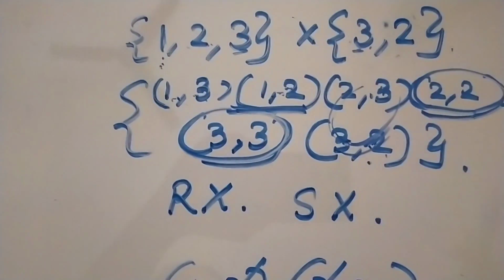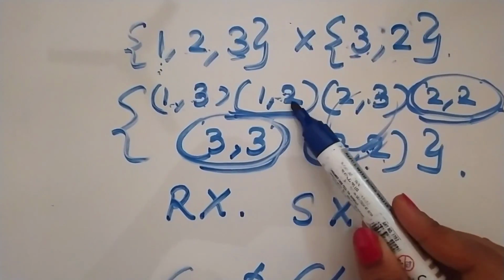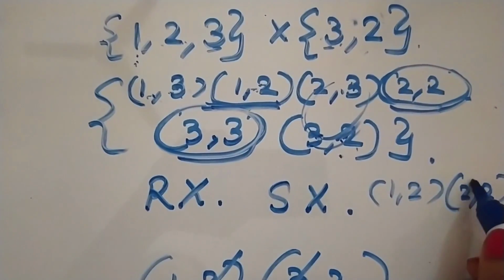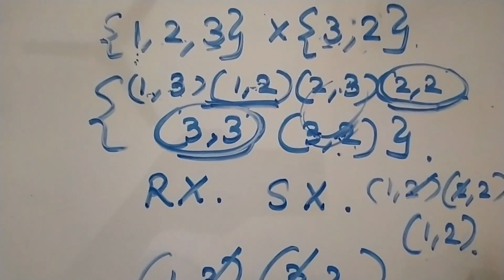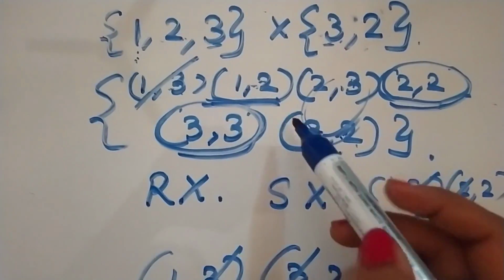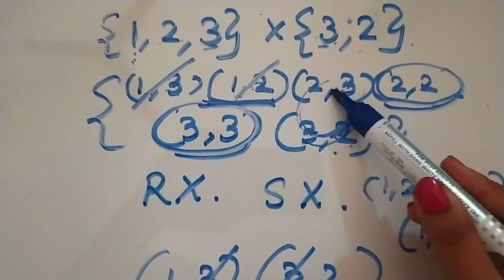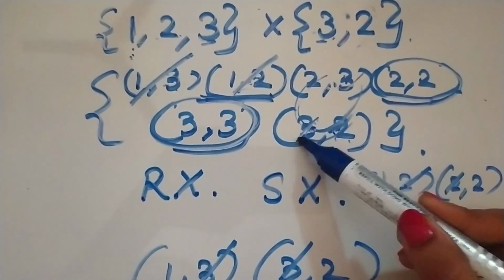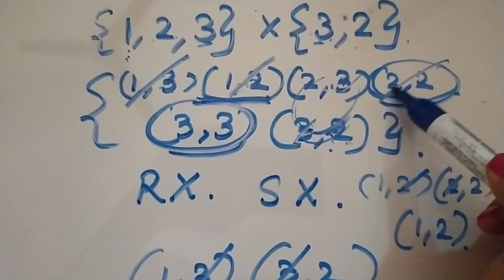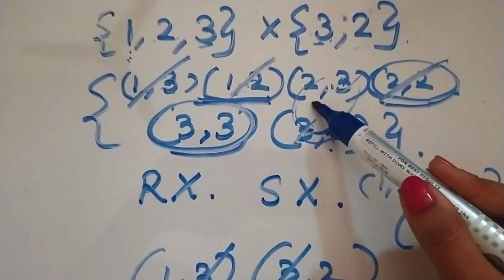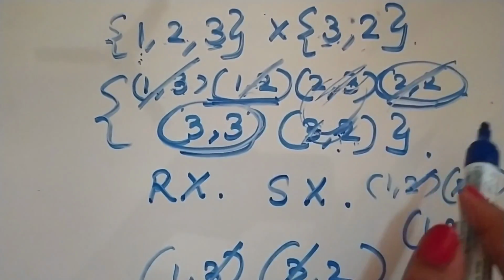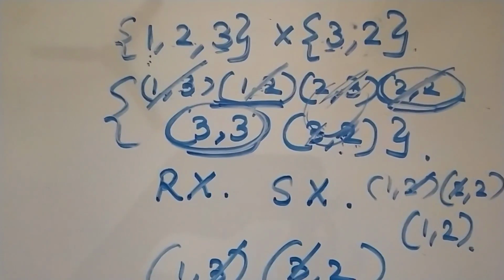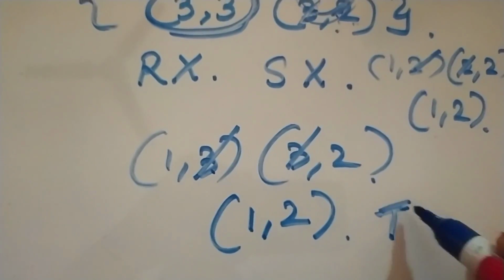Now let us see the other pairs also. If I take (1, 2) and (2, 2), 2 cancels and (1, 2) is present. So hence this pair is transitive. Now (2, 3) and (3, 2): when I take these both, this and this element will get cancelled, so it will be (2, 2). Yes, this is transitive. This also is transitive. So hence we can conclude that this is transitive, right?